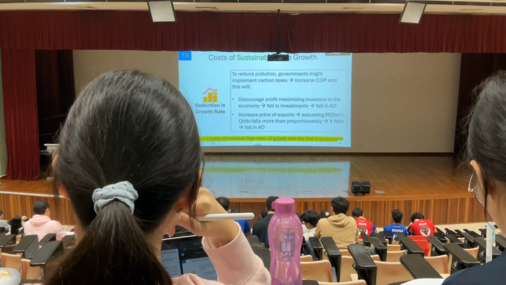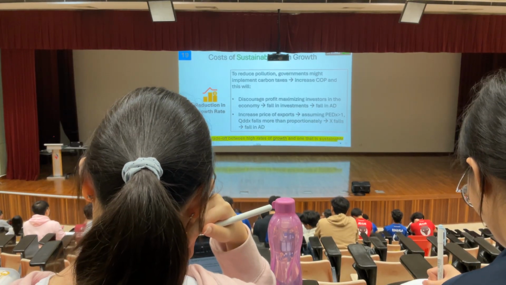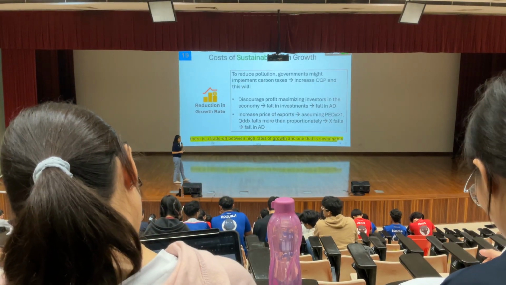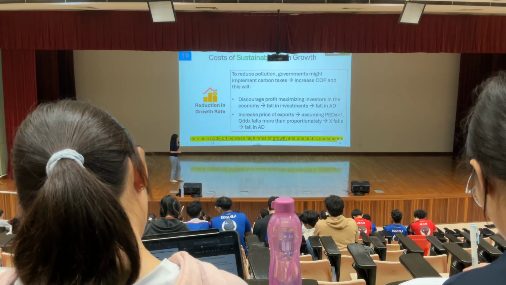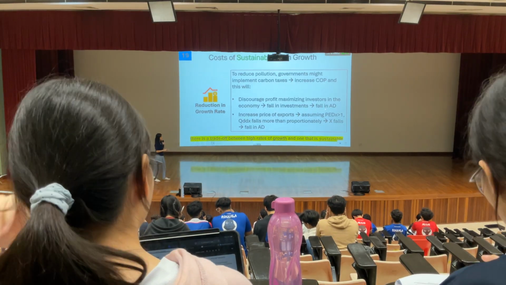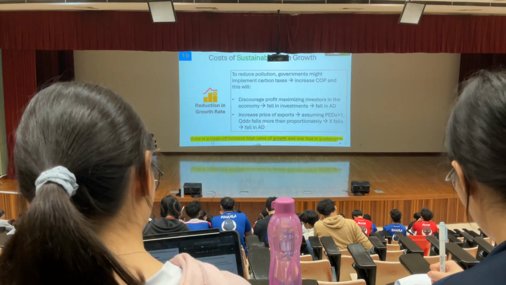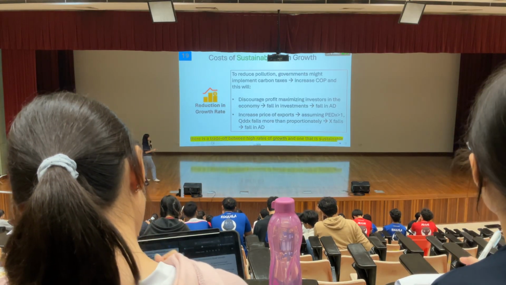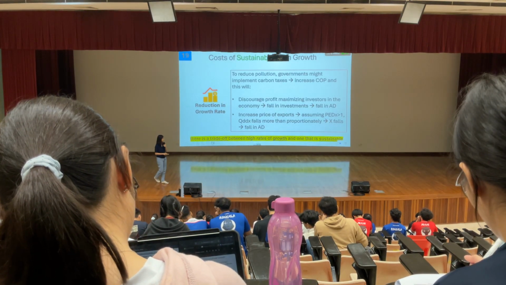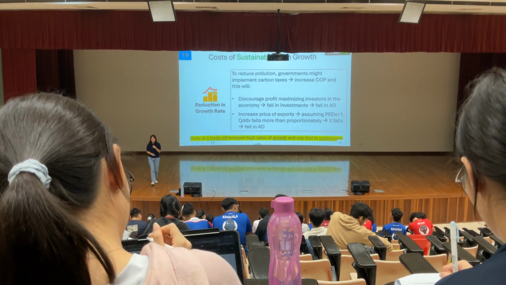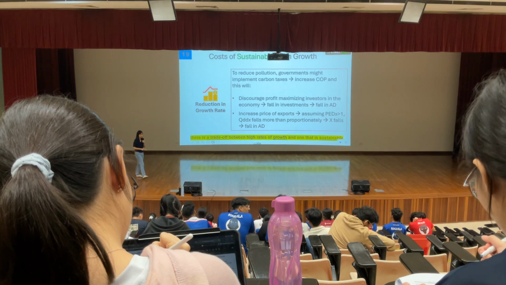Okay? Then at the same time, when the firms are having a higher cost of production, this means that the exports will be more expensive. When the exports are more expensive, assuming the demand for your exports is price elastic, that would mean a more than proportionate fall in the quantity demanded for your exports. Your export revenue will fall, your AD will fall, and again, it will slow down economic growth.